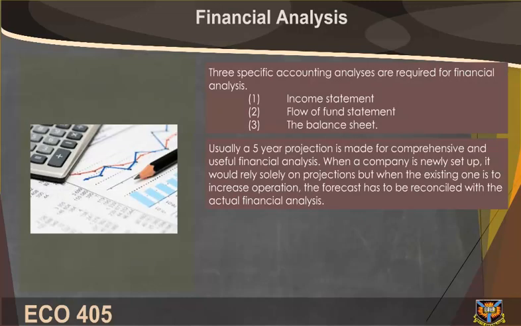Financial analysis. Three specific accounting analyses are required for financial analysis. 1. Income statement. 2. Flow of funds statement. 3. The balance sheet. Usually, a 5-year projection is made for comprehensive and useful financial analysis. When a company is newly set up, it would rely solely on projections, but when an existing one is to increase operation, the forecast has to be reconciled with the actual financial analysis.